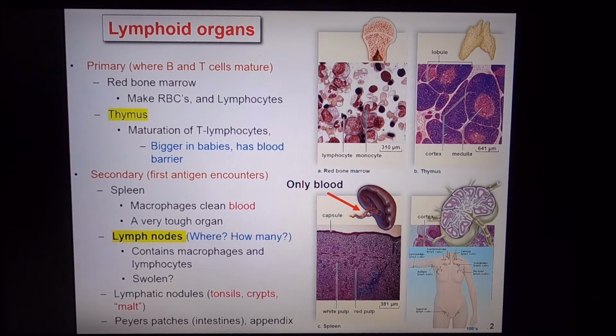All right, then there are secondary lymphatic organs. These are going to be areas where your lymphocytes have their first antigen encounters, where they can develop this, we call it memory, if you will. Your spleen is one of these. Your spleen is very important. It's got a bunch of macrophages in there that help clean out the blood. That's true. And your spleen is important because it's an incredibly tough organ.